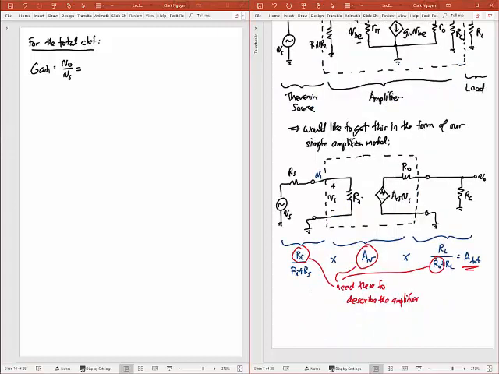So it's going to be this gain, Ri over Ri plus Rs, times that A sub V gain, that's of the amplifier, times this RL over RL plus my output resistance, which is R0. Okay, and now I can plug in these values for all these things.